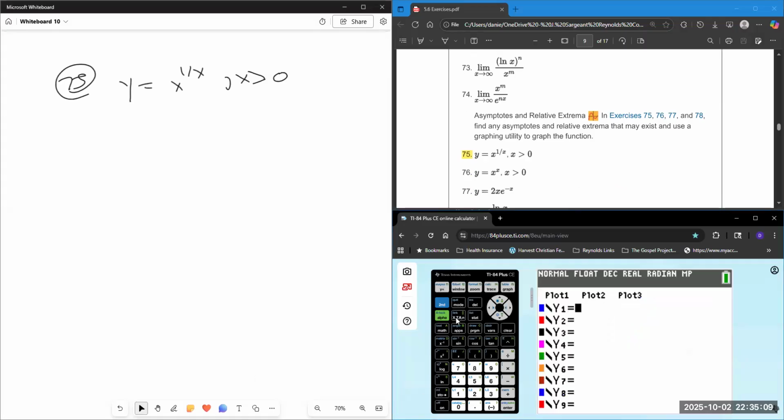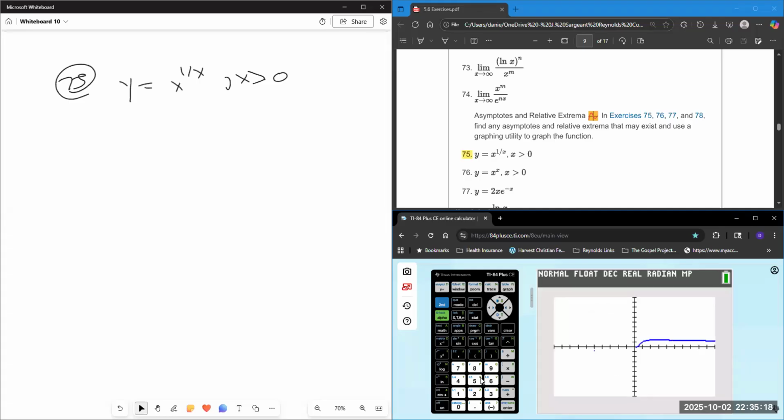Let's look at what this would look like. X to the 1 over x, zoom 6. And so this is going to increase, reach a maximum, and then decrease towards a horizontal asymptote, which is what I want to show you is happening with the calculus here. So I'm interested in the limit as x goes to infinity of x to the 1 over x. That would be approaching infinity to the 0, which is an indeterminate form.